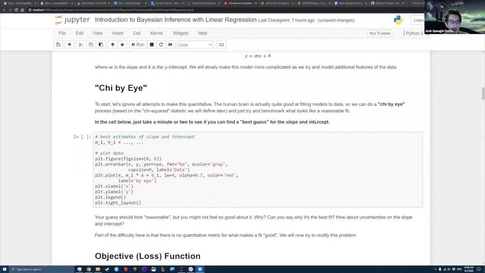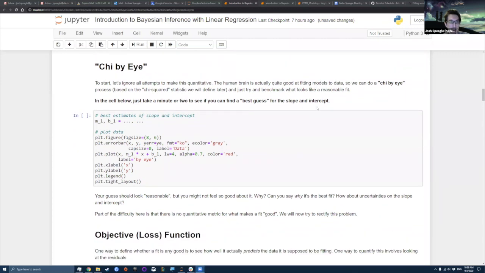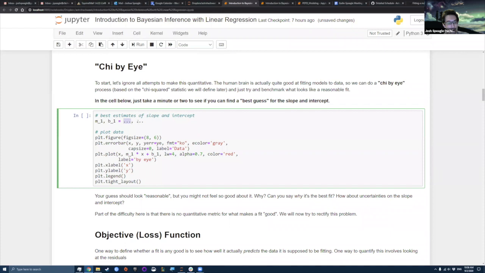This is often a procedure that's sort of jokingly referred to as chi by eye, which is just eyeballing data and just seeing what looks like a reasonable fit to you. And so for anyone who wants to follow along, you can take just a minute or two to essentially plug in different values into this cell.